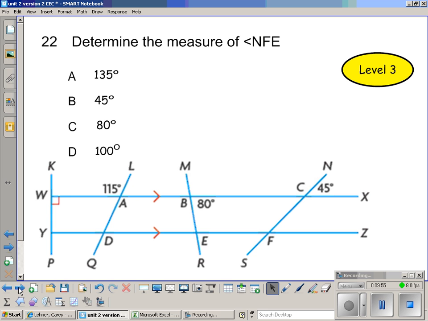NFE. So this angle right here. This angle, we can work out in a couple of different ways. 45 corresponds to this angle here, so it is 45. These form a straight line, so they are supplementary. So 180 subtract 45 is 135, which is answer A.